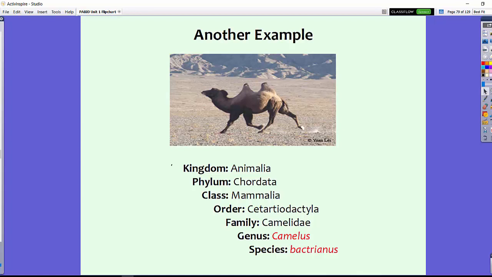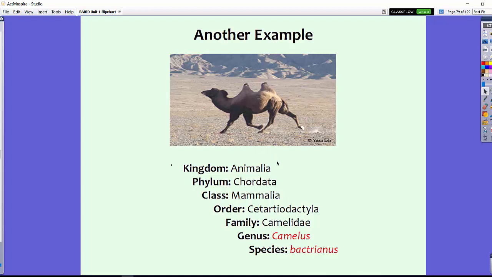Another example for you is the camel. So I know in your notes, jot this down as well. As another example, we have the camel in kingdom Animalia once again. Phylum is Chordata. A chordate is something that has a spinal cord, something that has a nerve cord. The class is Mammalia. This is the same class that we are in. Order, family, genus, and species.